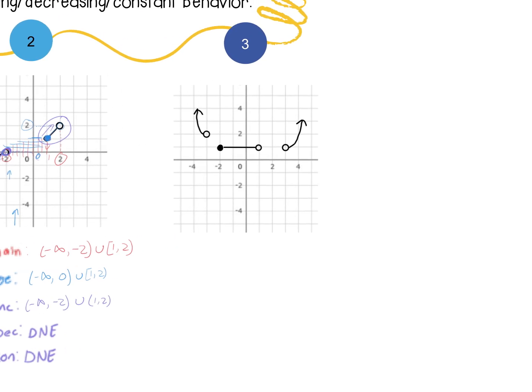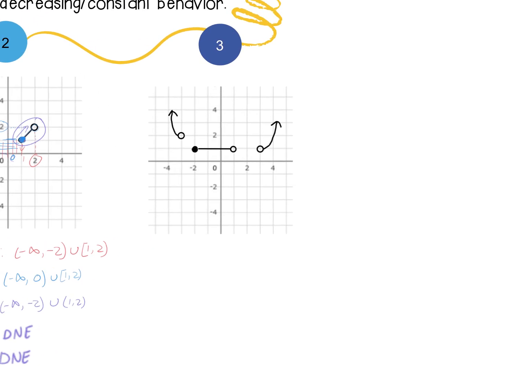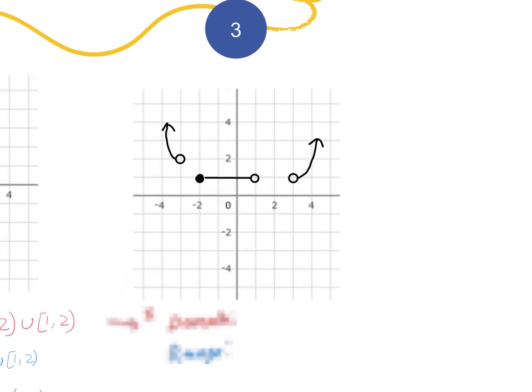All right, let's look at the next one. Let's do the same thing. Let's find our domain. Let's find our range. Again, domain left to right. You're looking at your x values. You're going from left to right. Your leftmost point, you see an arrow. That arrow means you're starting from negative infinity.